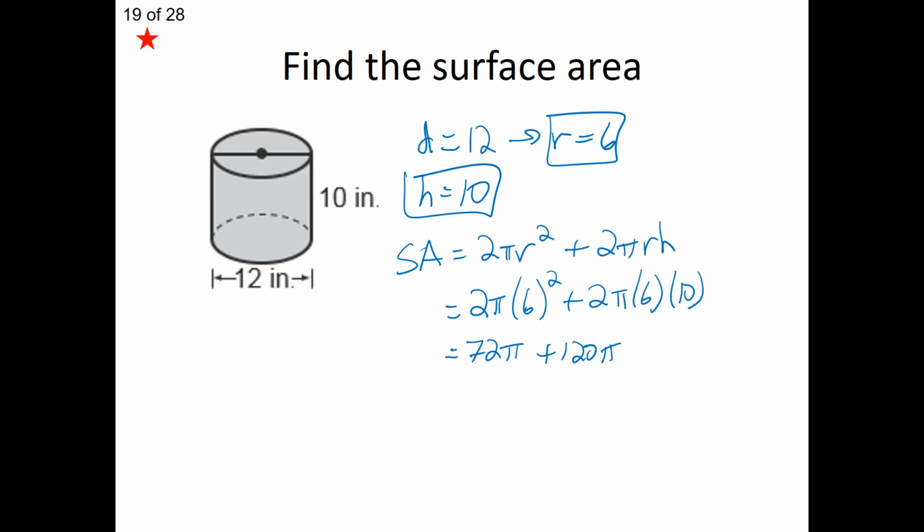Notice I'm leaving pi in my answer. And actually, what's interesting is these are like terms. 72 pi plus 120 pi, we can add those together, and we get a total of 192 pi. And there is our total surface area for a cylinder. All right, let's move on.